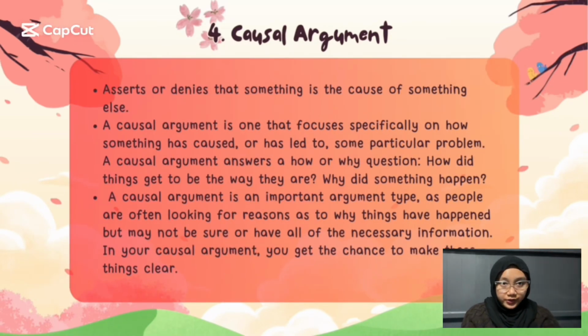What is a causal argument? At its core, a causal argument asserts or denies that one thing is the cause of another. This type of argument focuses specifically on how certain actions or events lead to particular problems or situations. Essentially, causal arguments help us answer critical questions such as how did things get to be the way they are, or why did something happen? By engaging with these questions, we can uncover the underlying factors that shape our experiences and the world around us.